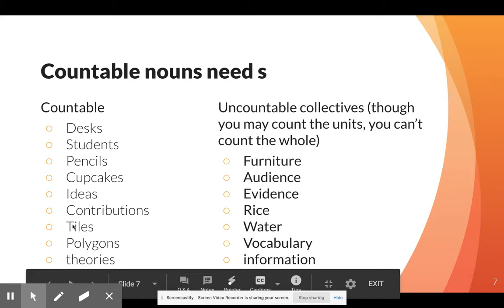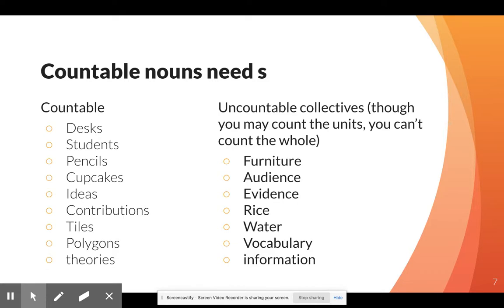I can count all of these things, and there are hundreds of thousands, millions more nouns in the English language that I can count. Uncountable collectives are where this exception falls in, and I'll go through some of the most common ones next. You can count the units, but you can't count the whole. So I might say there's a lot of furniture in this room. I don't say there's a lot of furnitures in this room. There are pieces of furniture. Same thing, if we have a music concert and there are 300 people in the audience, they are not audiences, they are members of the audience. The audience is the collective, the group.